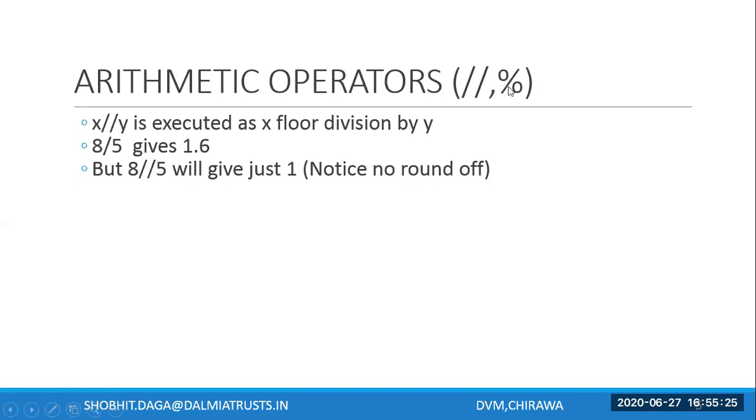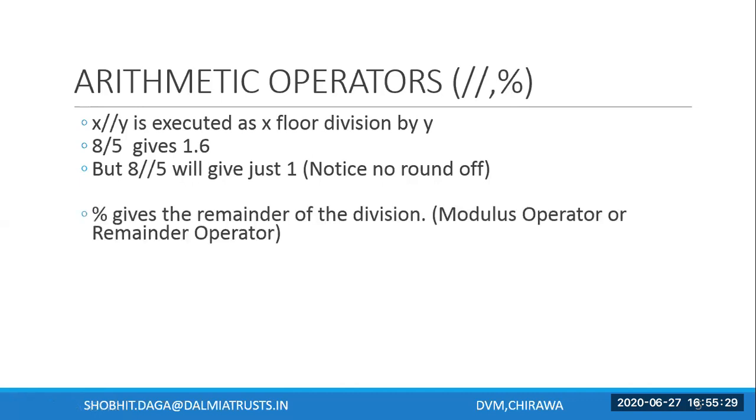Now comes the modulus or remainder operator. When we do a normal division, the values we are generally focused on are the quotient values. The division operation in Python, or in any other programming language, will always give you the quotient value. But the modulus operator is focused on the remainder of the division.